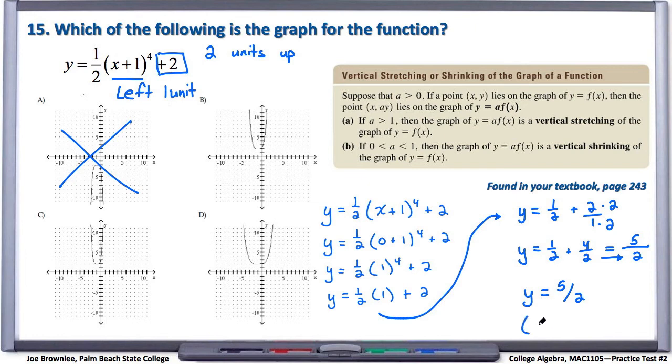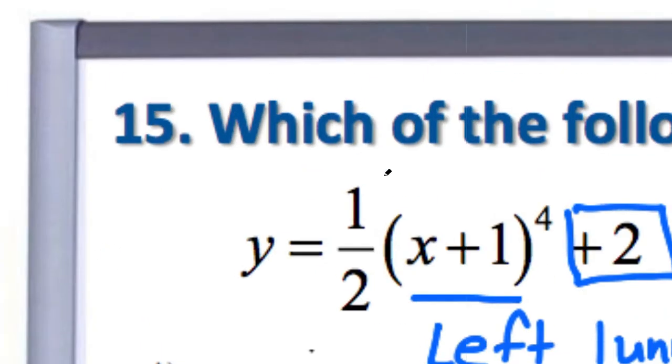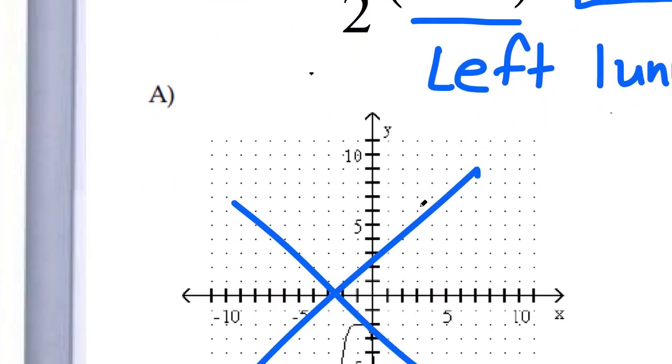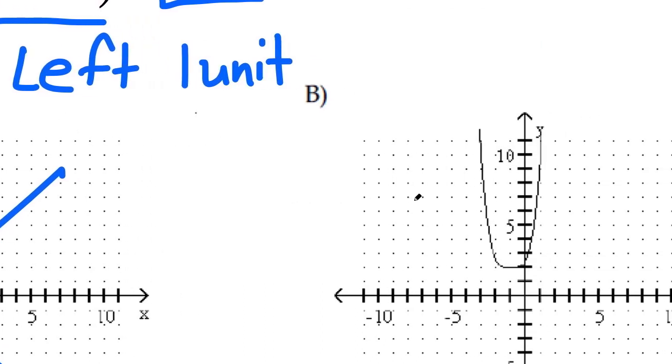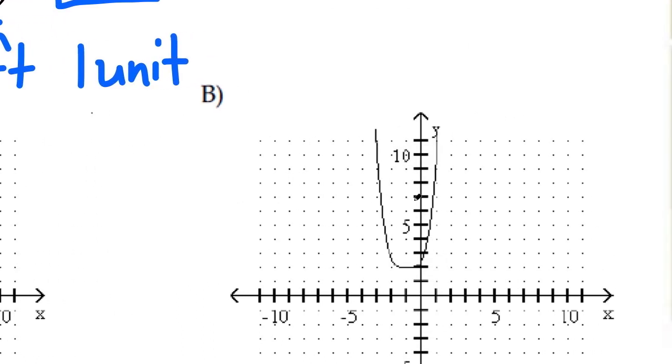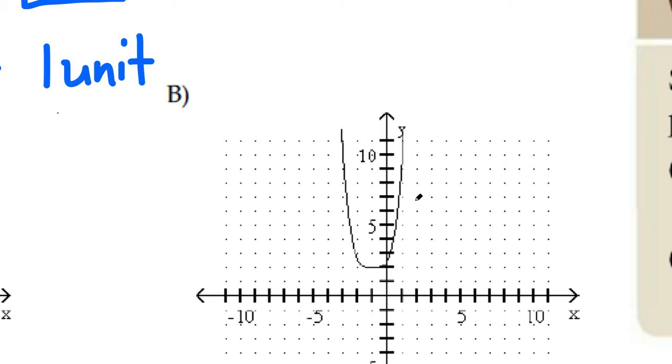So when the x is 0, the y is 5/2. And if you convert 5/2 to a mixed number, you'll end up with 2.5. So let's see if any of these graphs that remain, B, C, or D, cross the y-axis at the point (0, 2.5), or 5/2. I'm going to zoom in as far as I can. Oh, that's really far, but that's good, to see whether or not any of these cross at the point (0, 2.5).